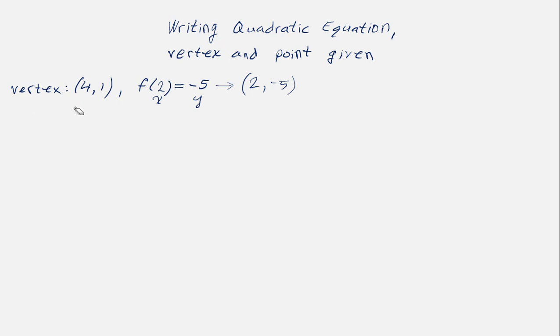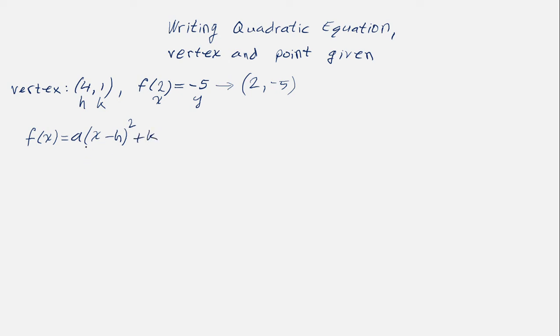In the vertex, 4 represents the h of the vertex and 1 represents the k. The vertex form goes like this: f(x) equals a times (x minus h) all squared plus k.